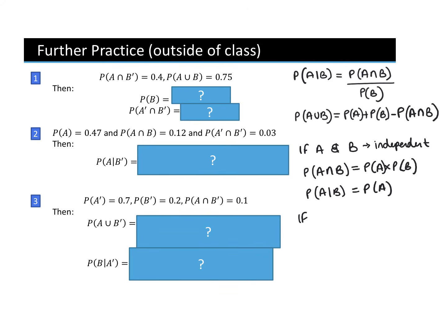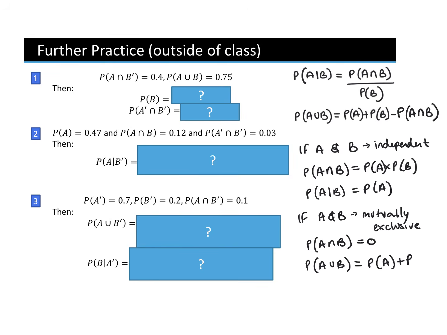If A and B are mutually exclusive, we know the probability of A intersection B equals 0, and the probability of A union B equals the probability of A plus the probability of B. But in general, we can use these rules here.